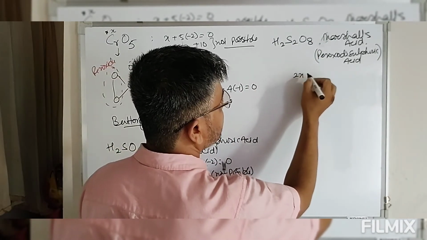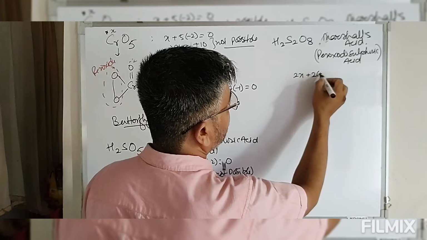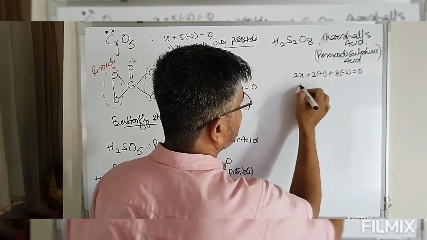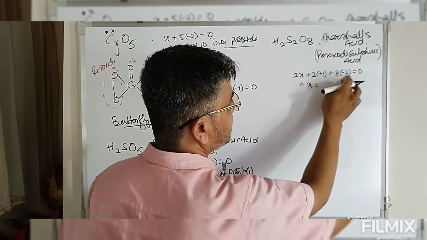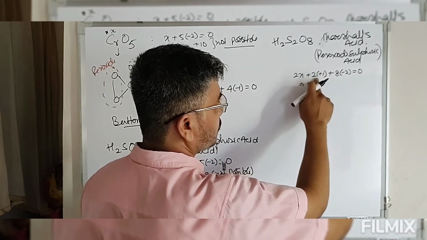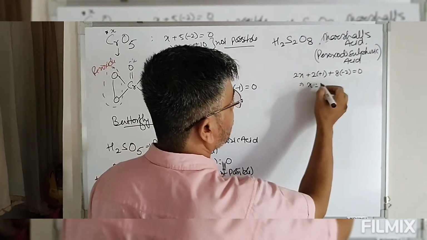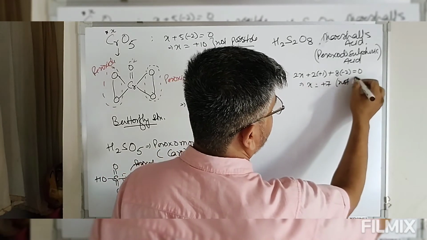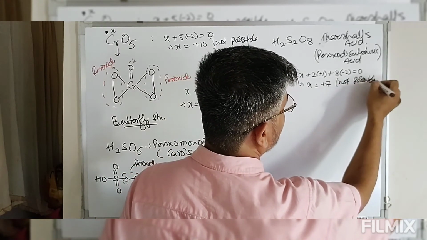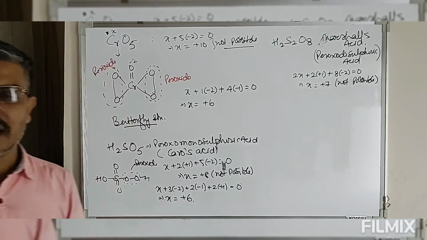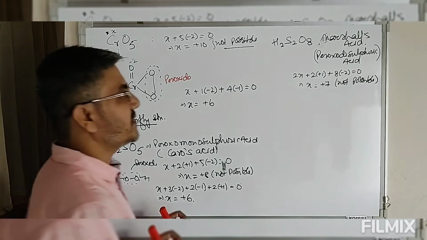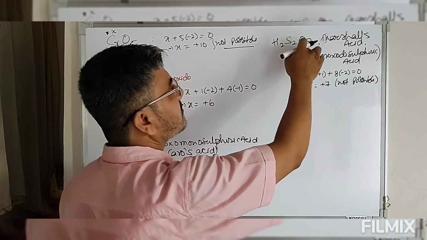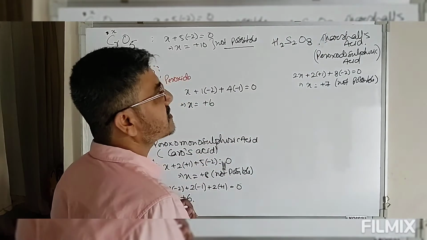2x plus 2 into plus 1 plus 8 into minus 2 is equal to 0. So therefore x is equal to 16 minus 2, 14, 14 by 2, that is plus 7, which is not possible. As I told you, the highest oxidation state possible for sulfur is plus 6. So that means this is not correct. That means we have to assume the actual structure of this acid.